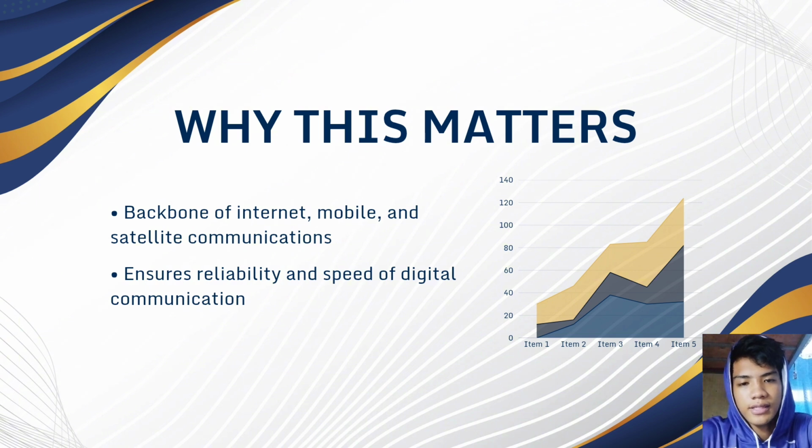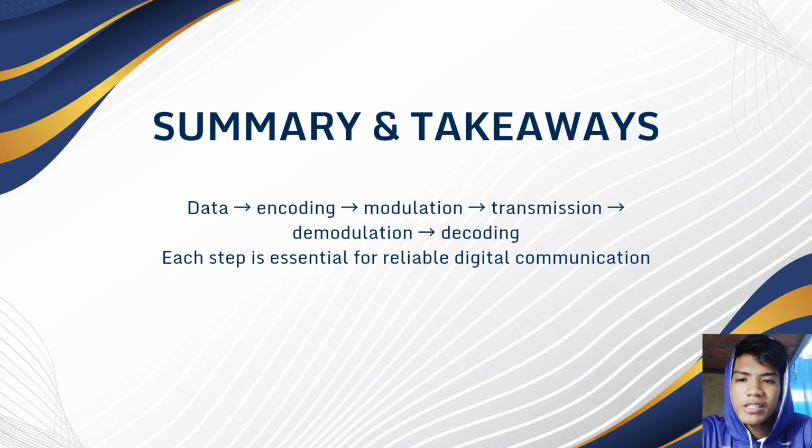Summary and takeaways. To summarize, digital communication follows a clear path. Data is encoded, modulated, transmitted, demodulated, and finally decoded. Each step is critical and together they make modern communication possible.